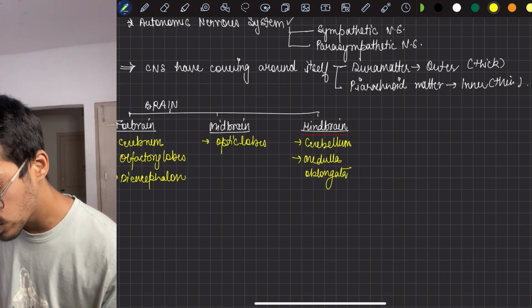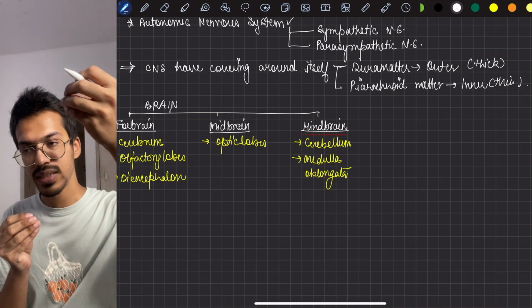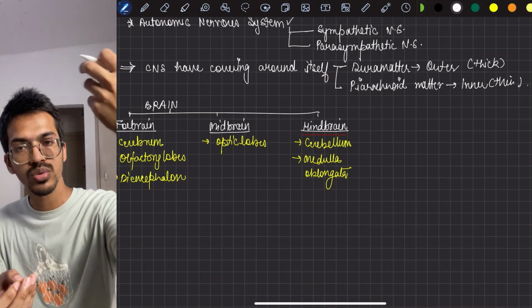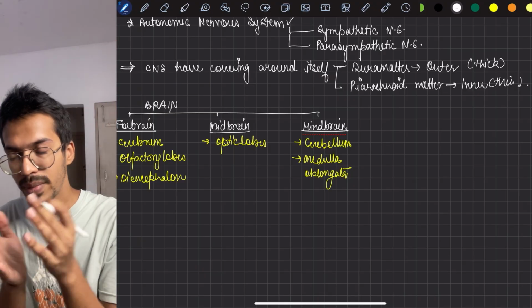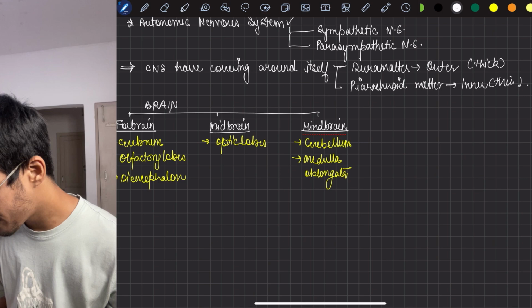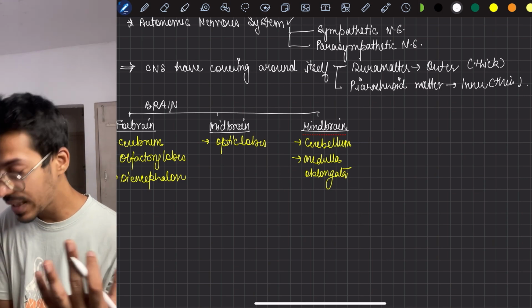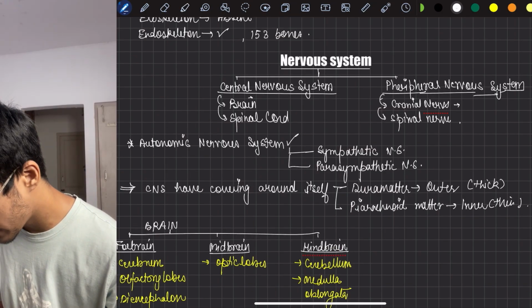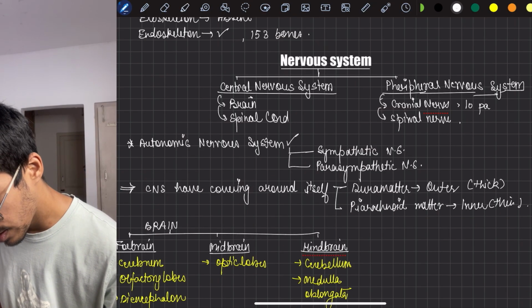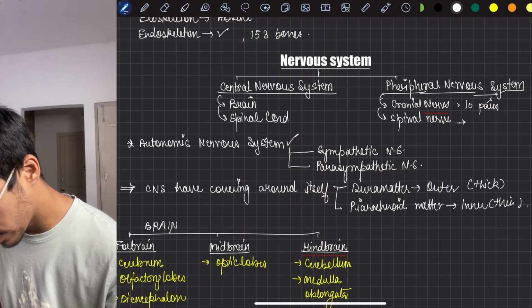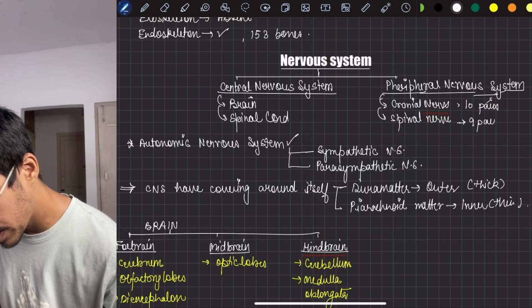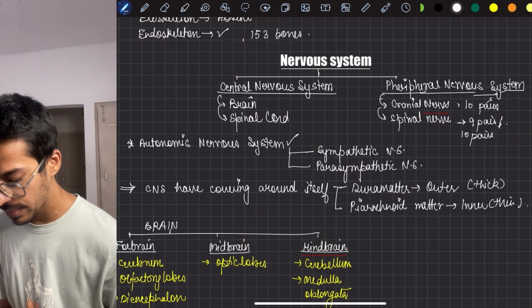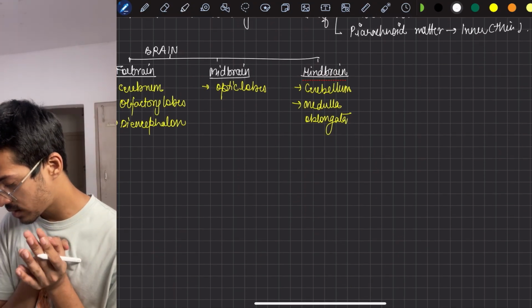Now when it comes to the spinal cord, the spinal cord is a continuation from the medulla oblongata and comes out through the foramen magnum of the skull. The peripheral nervous system originates from these parts. The cranial nerves coming from the brain are 10 pairs, whereas spinal nerves are around 9 pairs mostly, sometimes can be 10 pairs. These are the important ones which you have to study.